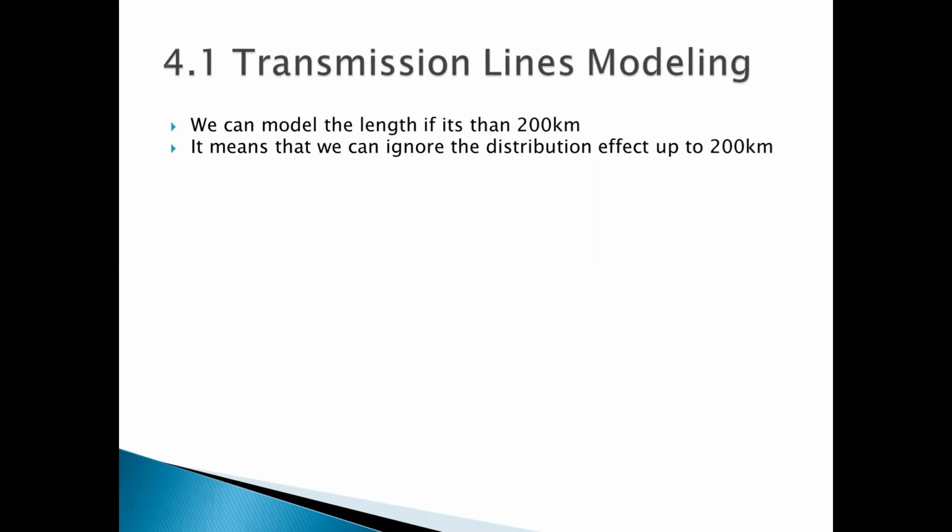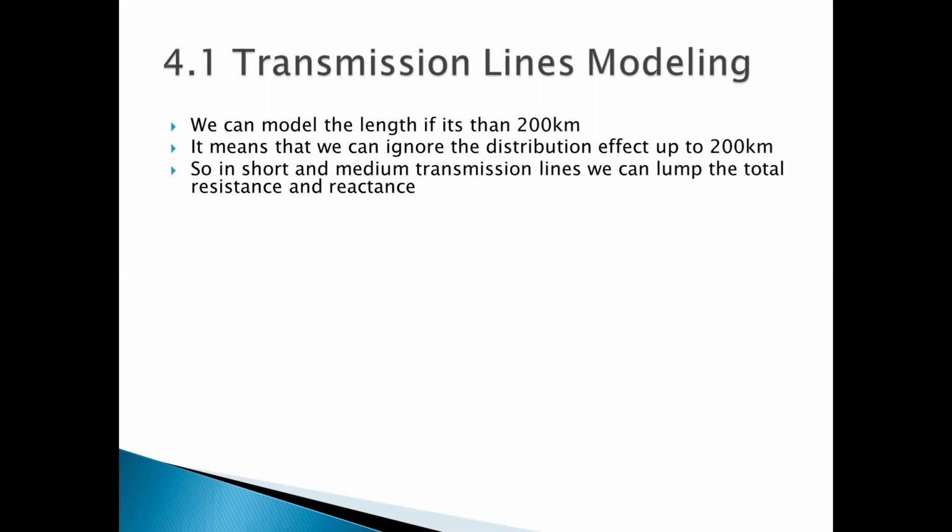And more, if our transmission line has a distance of more than 200 kilometers, then we call it a long transmission line. So we do modeling of short and medium transmission lines, but in the case of long transmission lines, we go for a distributed network. In short and medium transmission lines, we can lump the total resistance and reactance.